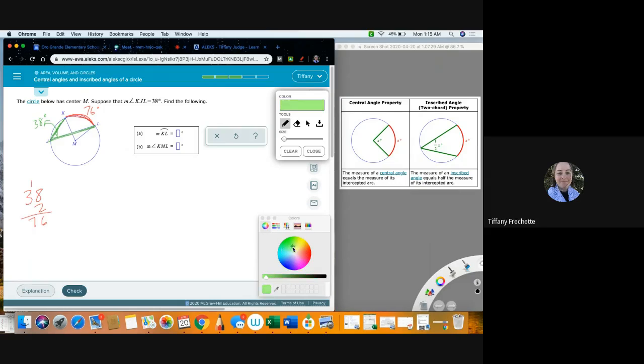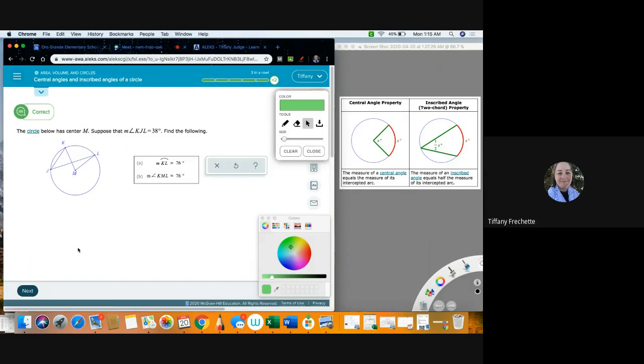And now if I want to go into the other angle, because that's the other part of my answer here, so I want to go down here now for KML, because this is the other one they want. Well, this is a central angle because here's the center of my circle. So if my arc is 76, my angle is also 76. So quick check, and we're good. We finished another one, yay.